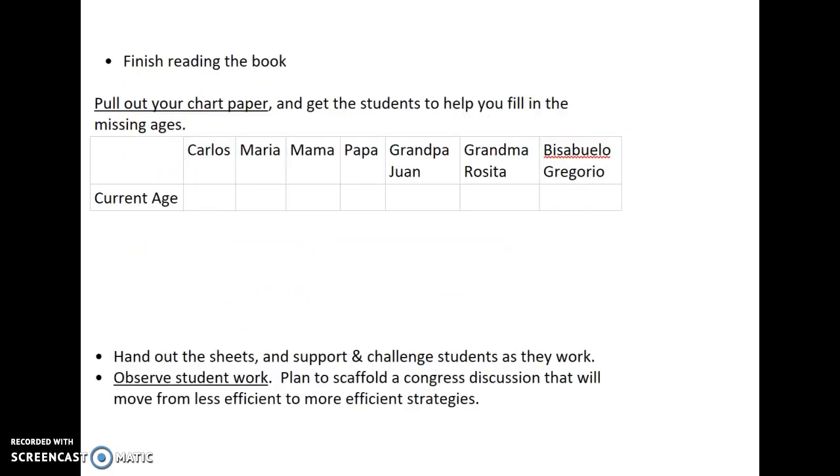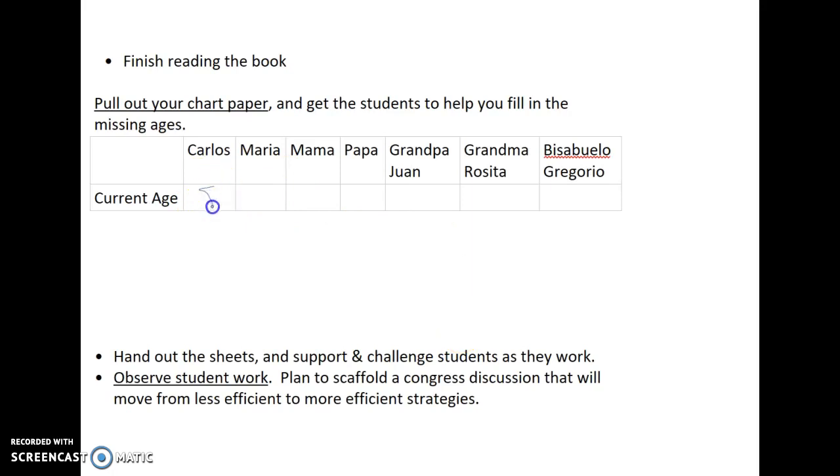Once you're done having that little side conversation, you're going to go back and finish reading the book. No more pauses or side conversations. You could point something out if something is interesting to you, but just go ahead and finish the book, and then pull out the chart paper that you have prepared and have your kids help fill in the missing ages. This isn't a math problem, this is just recall, but it's good to have the kids involved so that they are paying attention.